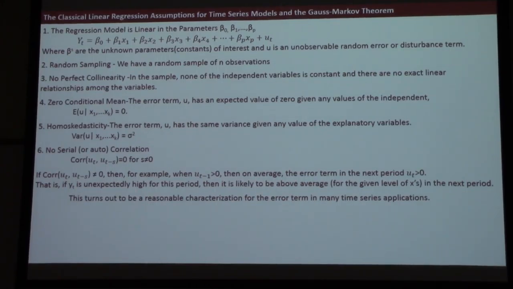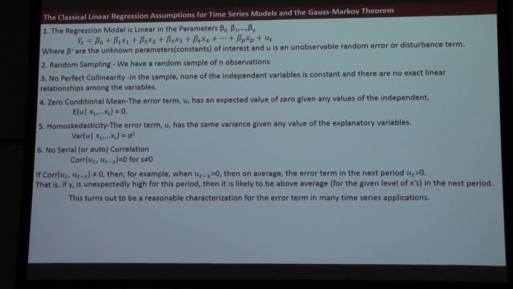But in time series data, it really doesn't make a whole lot of sense, because when we're looking at time series data, what we're essentially looking at is human behavior over time. And people tend to be pretty consistent in their behavior. So whatever mistakes we make in one period, we're probably going to make in another. So the error terms will tend to be highly correlated over time, i.e. serially correlated.